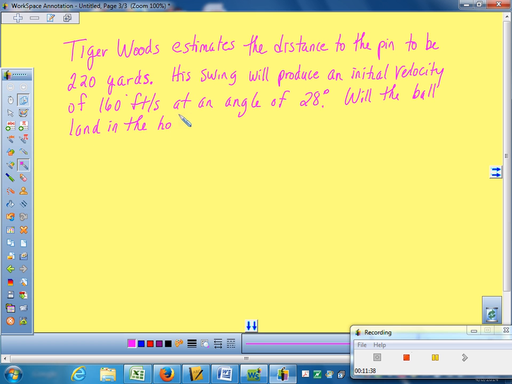That's what I was saying. Okay. All right. So here we go. We got Tiger Woods. Estimates it's 220 yards to the hole. He's gonna hit it at 160 feet per second at an angle of 28 degrees. Is he gonna land in the hole? There's the question. Okay. When you read one of these problems, you don't do anything except write out the 2 equations I just gave you.